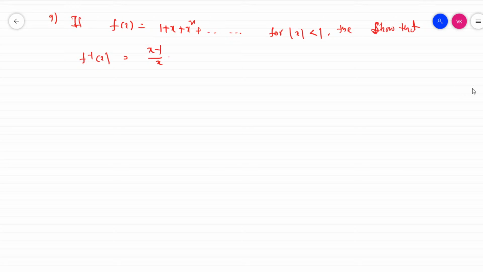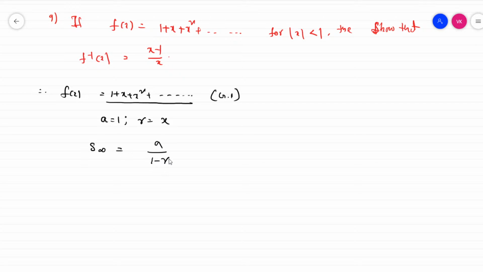So let's go further. First of all write the function f of x is equal to 1 plus x square plus and so on. These are in GP, that means geometric progression, and they are in sum mode, that means they are added to each other. So here a is equal to 1 and r is equal to x. Then we can write s infinity is equal to a by 1 minus r. Therefore we can directly write f of x is equal to 1 by 1 minus x.